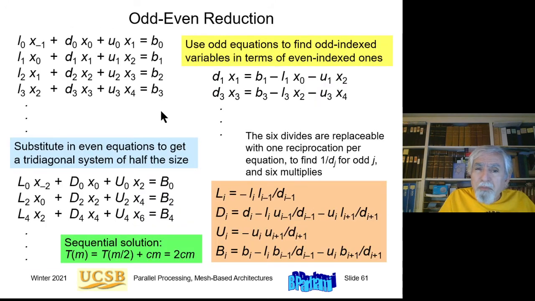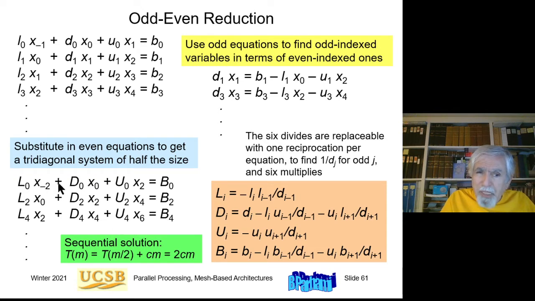All right? So once we do this, we have all the odd index variables in terms of even index variables. We substitute into the equation. So this x1 is written in terms of x0 and x2. So this equation will have only x0 and x2. This equation will have x0, x2, and x4, and so on. So I get another system of tri-diagonal linear equations that has fewer equations.